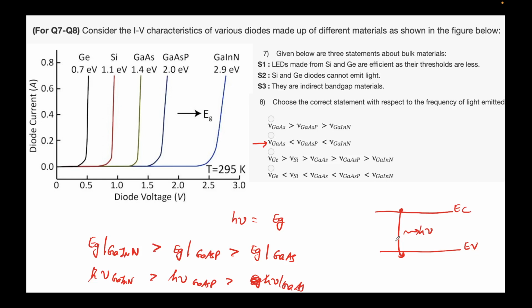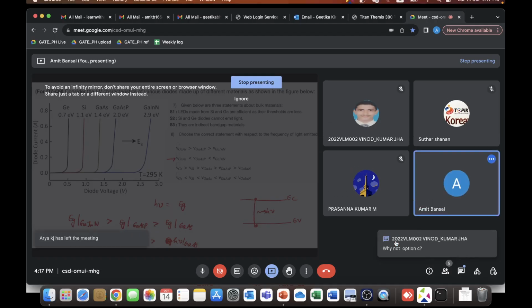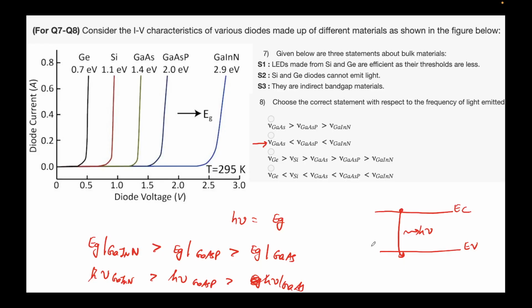Okay, so that's about this set of problems, where in these set of problems, just a second, why not option C? Okay, you tell me. We have already established that this is true, this is also true, this is false.